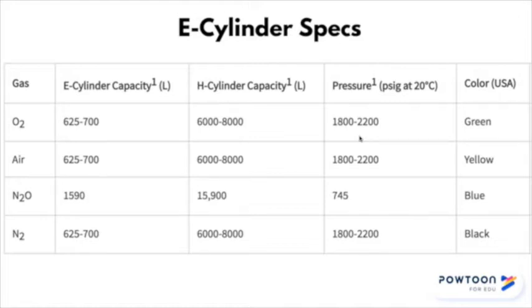So the PSI in an oxygen tank gives you a sense for how much oxygen is left in that tank because the pressure is proportional to the volume. However, for a nitrous tank, since it's liquid, the PSI doesn't really change as the tank depletes. Rather, you have to look at the weight of the tank to figure out how much nitrous you have left.